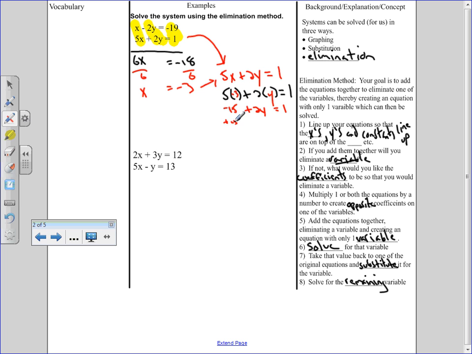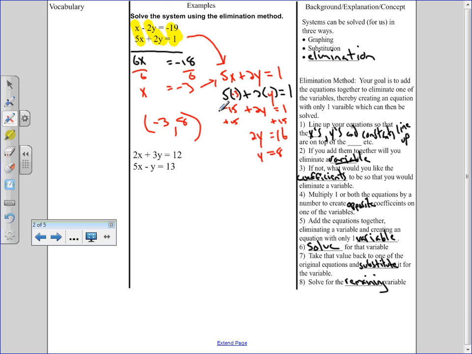Adding 15 to both sides, 2y equals 16, so y equals 8. So the solution, it turns out, to this system is x is -3 and y is equal to 8. Now we could check our work by making sure that that makes both equations true, and you can do that. But let's move on to the second one.